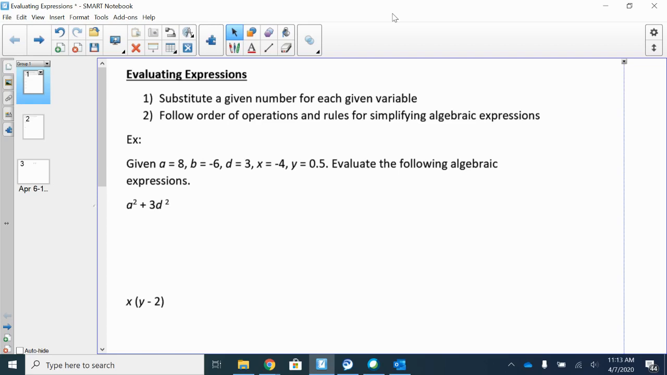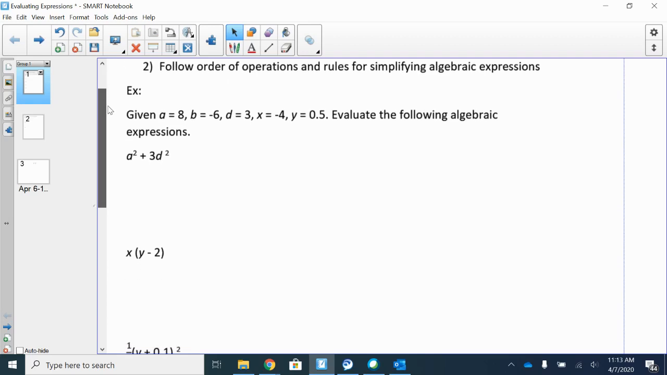So with this evaluating expressions lesson, to be honest, it's a really great review for order of operations and for integers, adding, subtracting, multiplying, and dividing. And we're just adding a new step to it by replacing the variables with numbers instead of just being given the problem. So this is a guaranteed question on the GED test. It's also a huge topic on entrance exams such as the AccuPlacer.